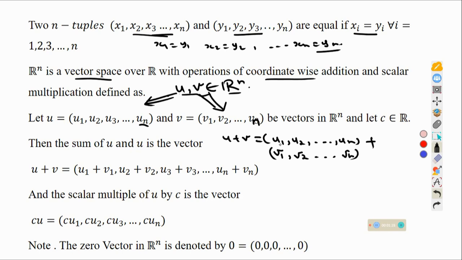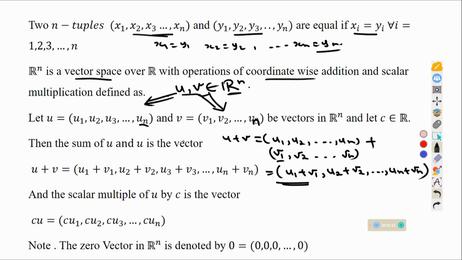So when you are adding these elements here, you add component-wise. So u1 will be added with v1, u2 will be added with v2, and the same continues up to un will be added with vn. So this is how we add any two vectors picked from R to the power n.